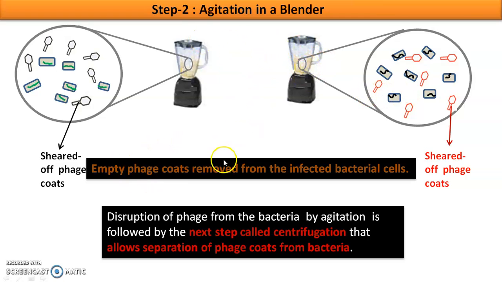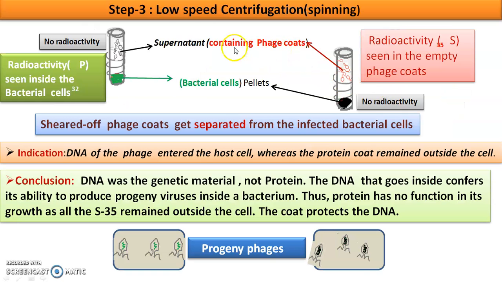So what is the function of blending? To remove the empty phage coats, not to separate, but to remove them from the bacterial cell surface. This is called shearing off of the phage coat. The next step is centrifugation, where the two molecules, DNA and protein, would be separated completely. That is a low speed centrifugation, called spinning.